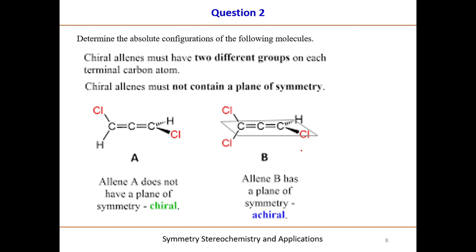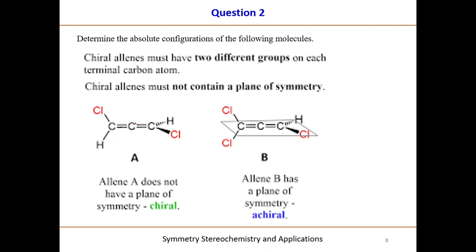So, what is the configuration of the molecule? Here, chiral allenes are present. For example, chiral allenes have two different groups on the terminal carbon atoms, right? Then only it will give chirality. So chiral allenes must not contain a plane of symmetry. If it contains a plane of symmetry, then it will become achiral.